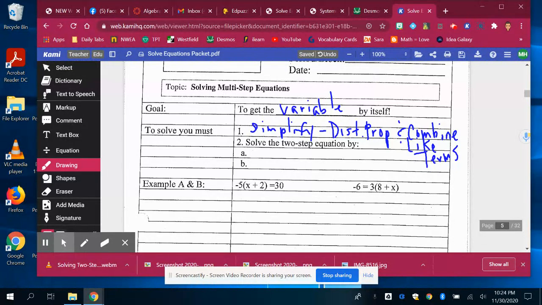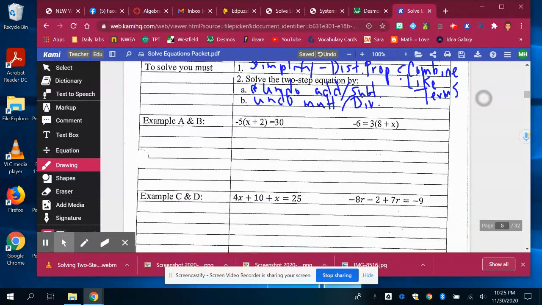And then finally, step 2, you're going to solve the two-step equation, just like we did with two-step equations, by undoing addition or subtraction, and undoing multiplication or division. So let's look at a couple examples here.